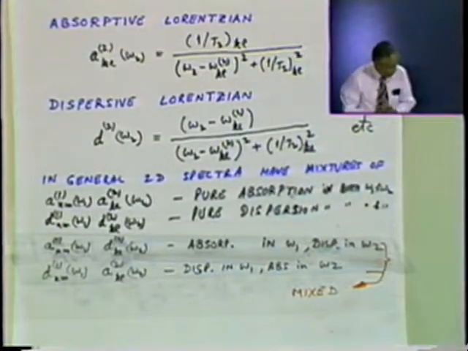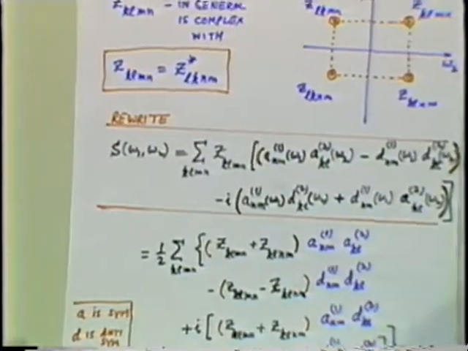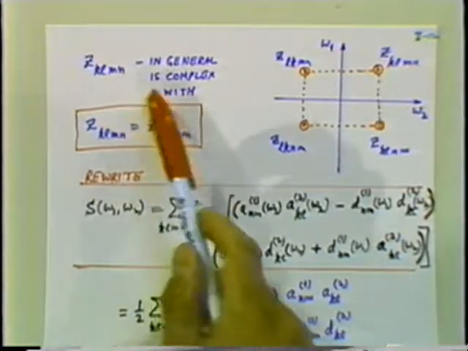In general, we get a complicated line shape, and we have to sort out how to get line shapes which are not mixed. Then we have this other complication, that the amplitude is also in general complex.